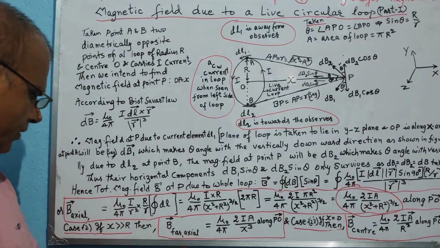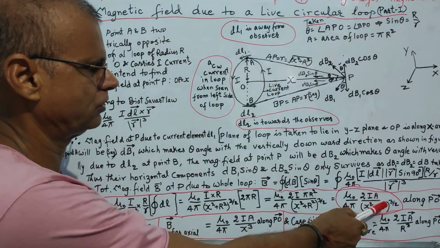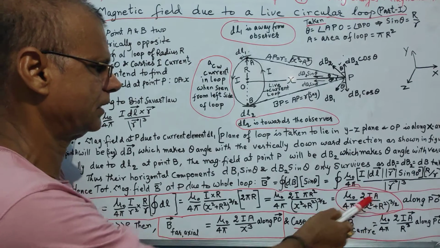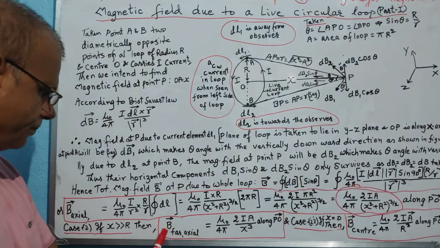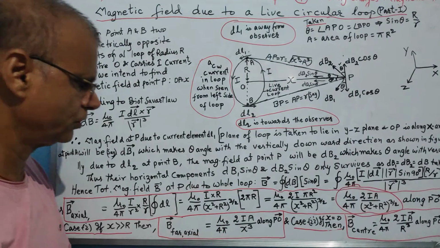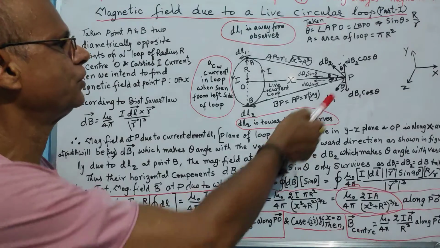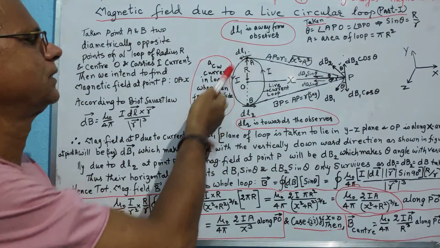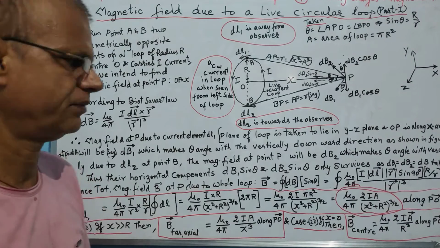Now we have also discussed the two cases. When x is much greater than r, then we ignore the value of r in this expression and we get the magnetic field at a far axial point equal to mu 0 by 4 pi 2ia by x cube along P2O towards the observer, because anti-clockwise current is observed by the observer in the loop.